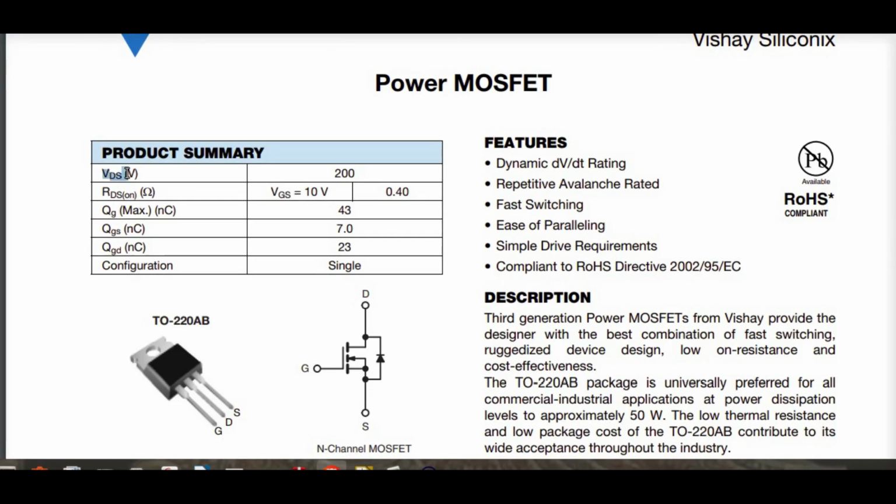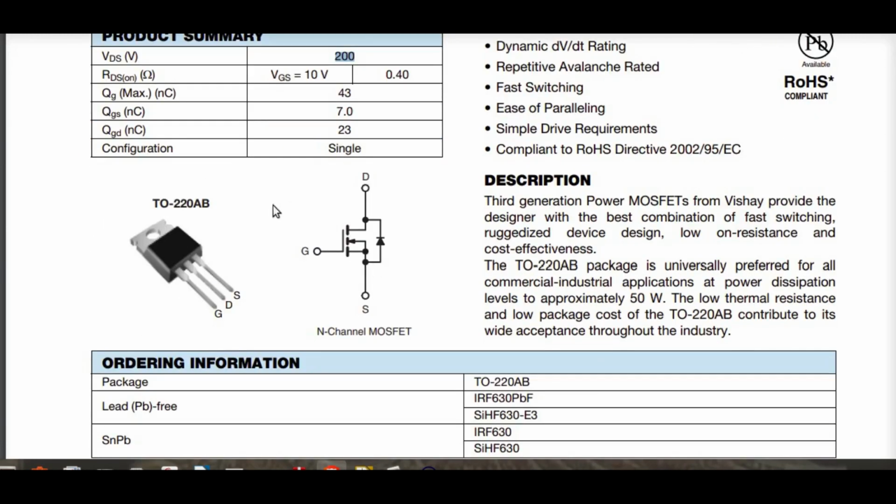Voltage between drain to source is 200 volt. The resistance between drain and source when the device is on is 0.4 ohms. It is a single device. So this is the package type, and then the package name is TO220AB, and then these are the pin names: gate, drain and source, and this is the electrical symbol.